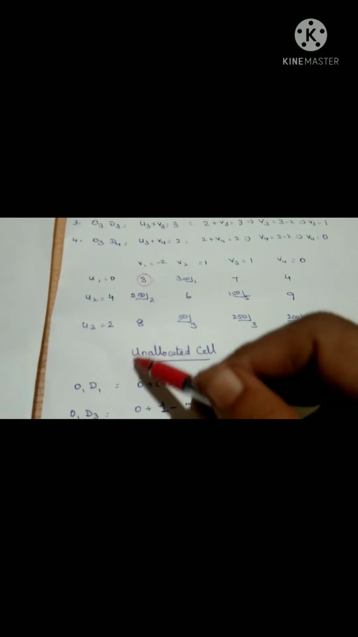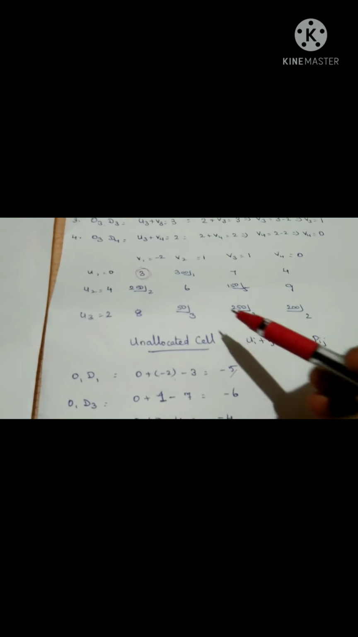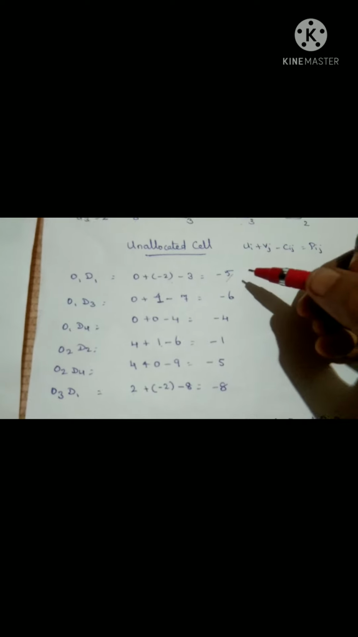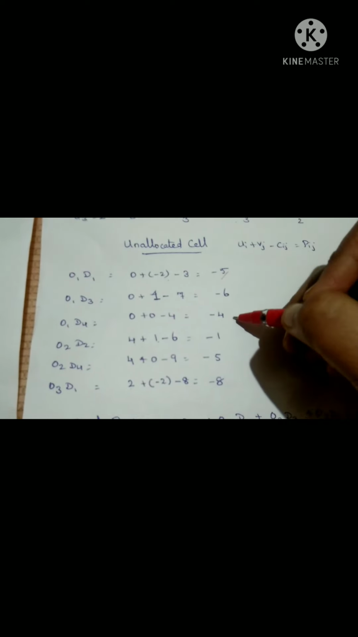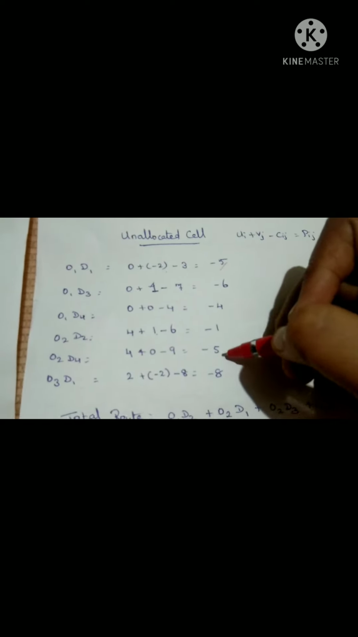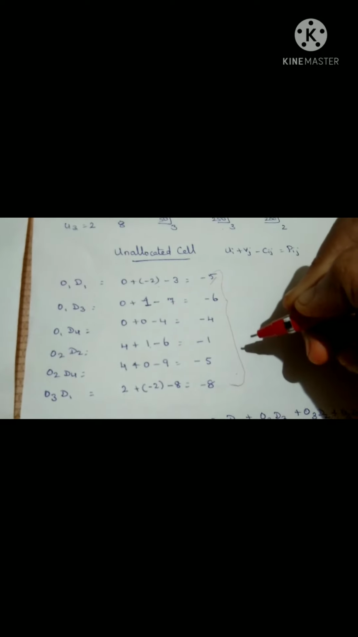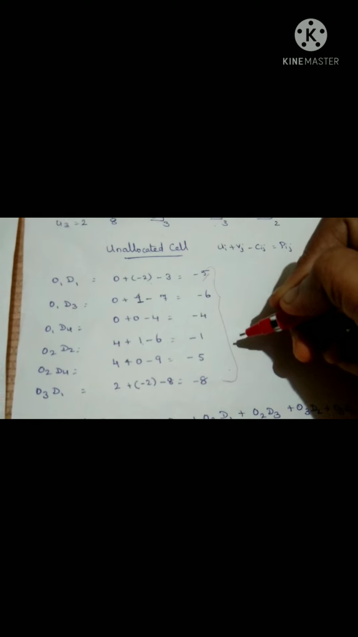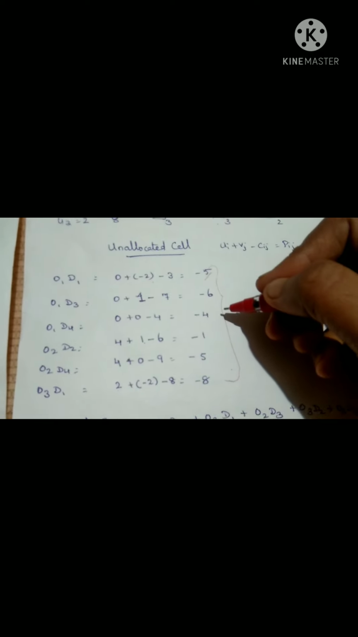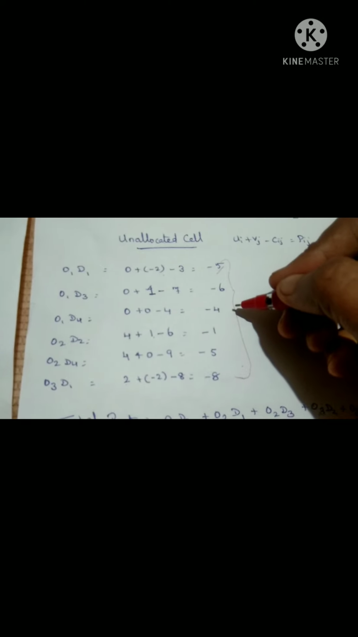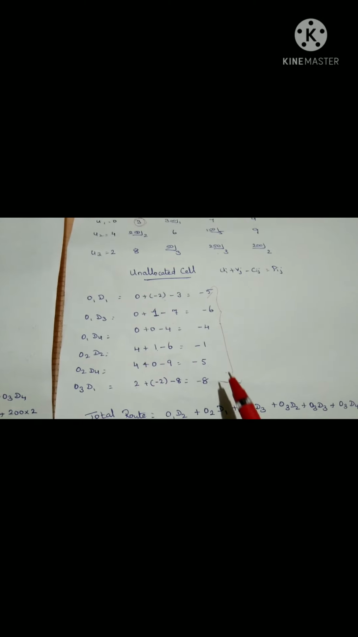Repeating these steps, we have to find out the values. See here, I found minus 5, minus 6, minus 4, minus 1, minus 5 and minus 8. So here I am receiving all negative values. So finally I have reached an optimum feasible solution, as all the values are negative.